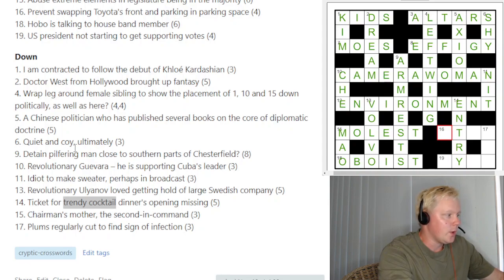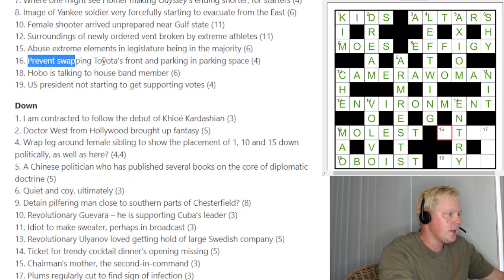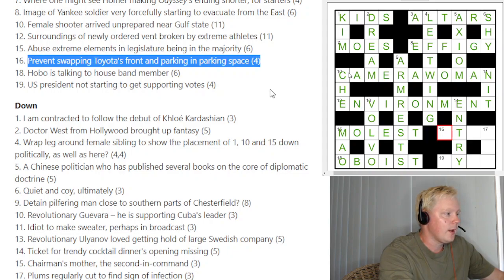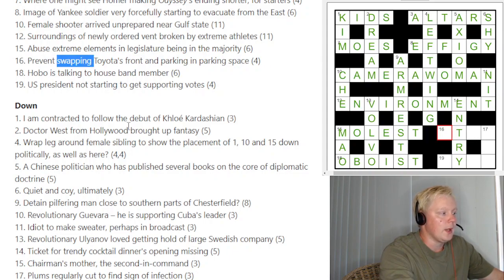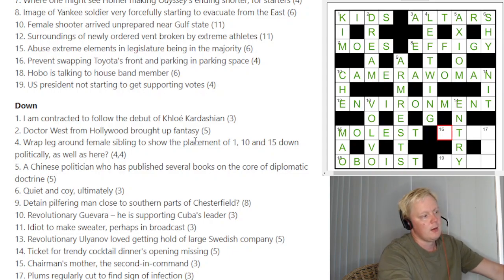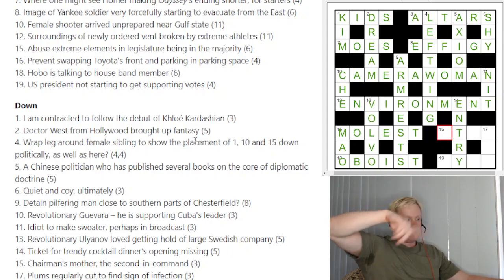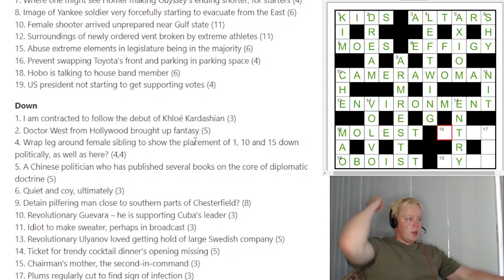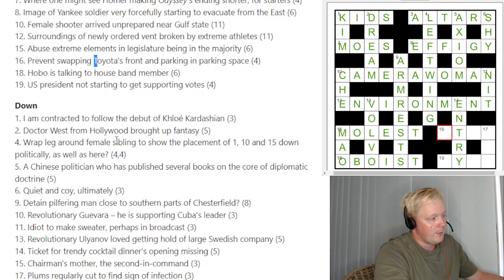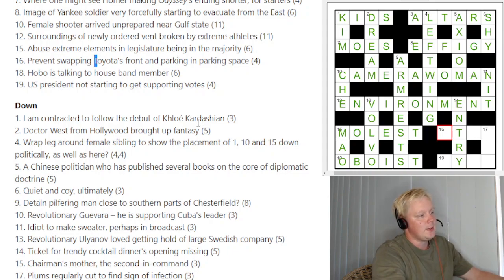Now, what about 16? Prevent swapping Toyota's front and parking in parking space. Okay, so swapping. In part 1 we mentioned swapping, but we didn't actually have an example clue for that. So here we do. We have a word for prevent, and we swap something and something else. So parking has a very common abbreviation, P. And Toyota's front is the first letter of Toyota. So we swap P and T.